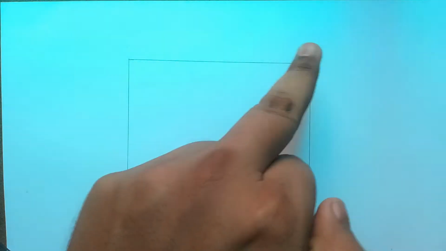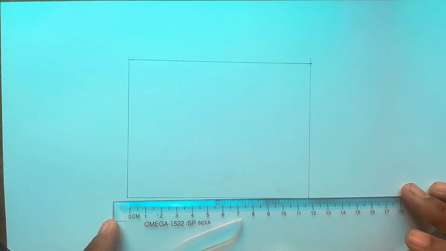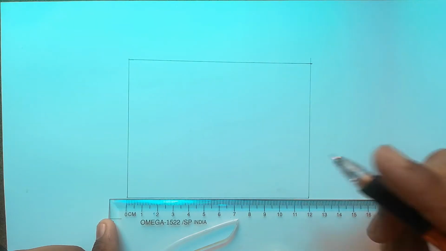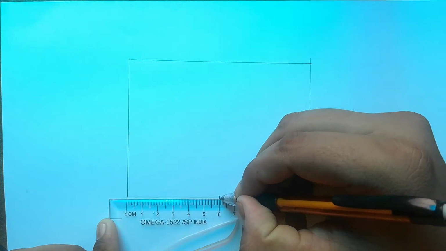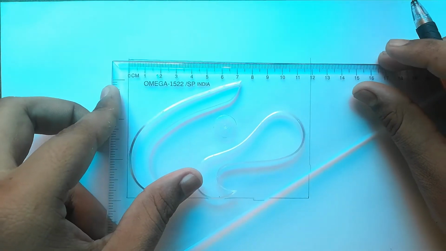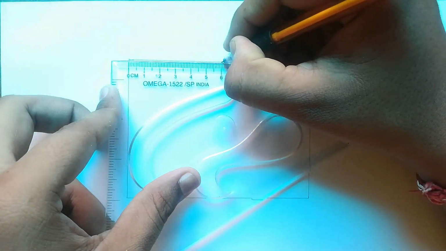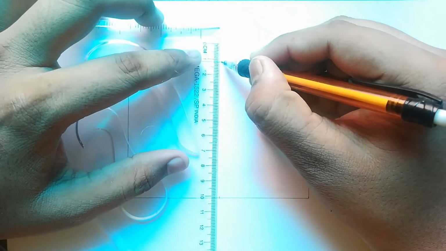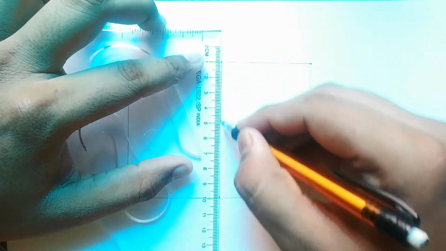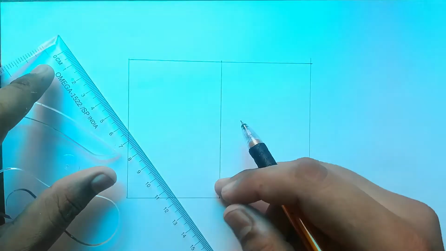Once I'm done, I will draw the major axis and minor axis in between them. So I will take the half, or say the midpoint, of this horizontal line, and I will connect it. So this is my minor axis. As this is a vertical line, this is the minor axis.